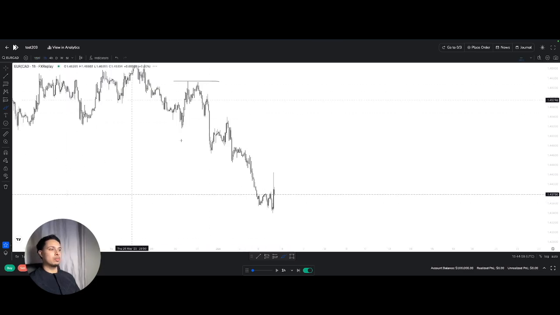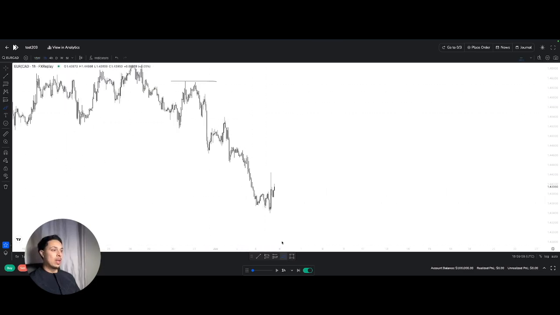Then we're outside of session, so move on to the next day. Again, now I don't care if price can take this point. I don't care if price can hold this point because outside of session, it doesn't matter to me, right?